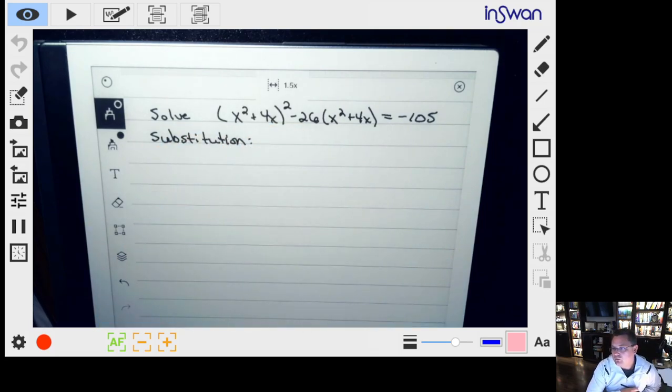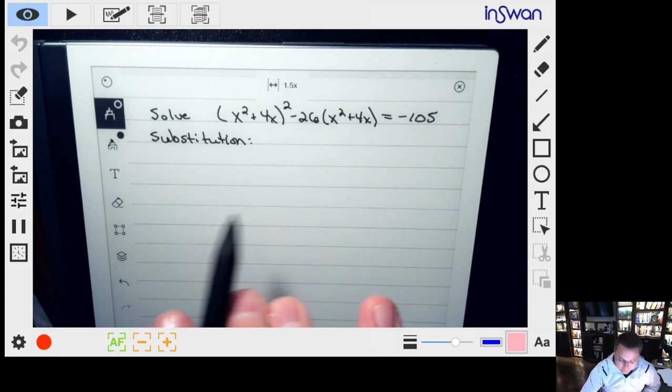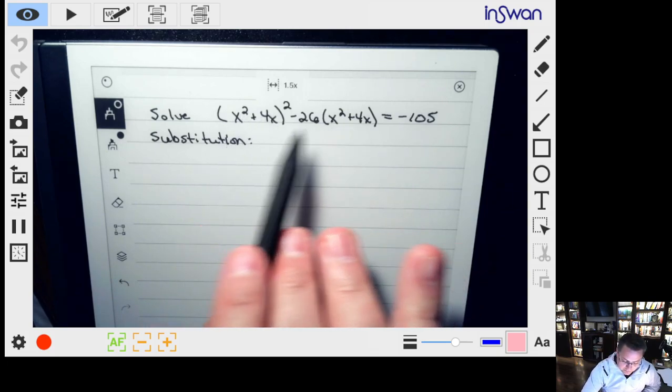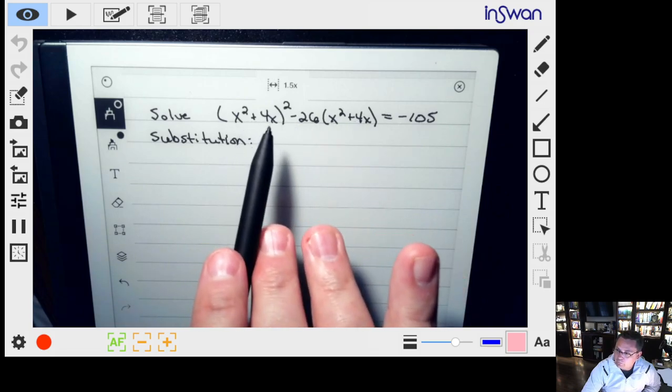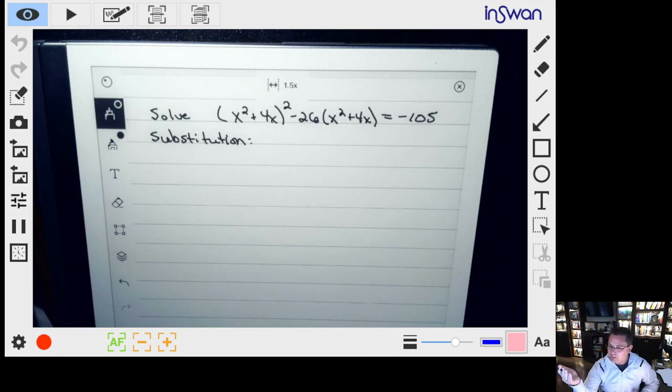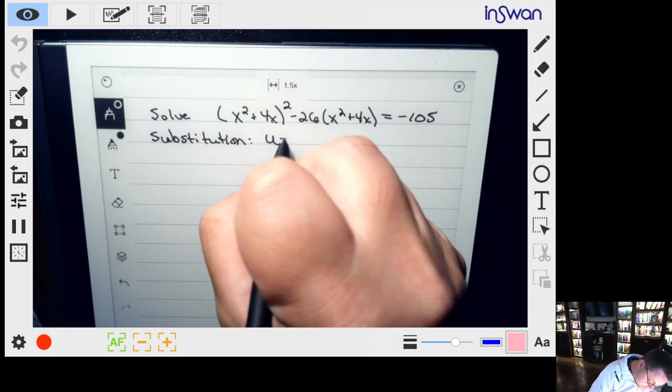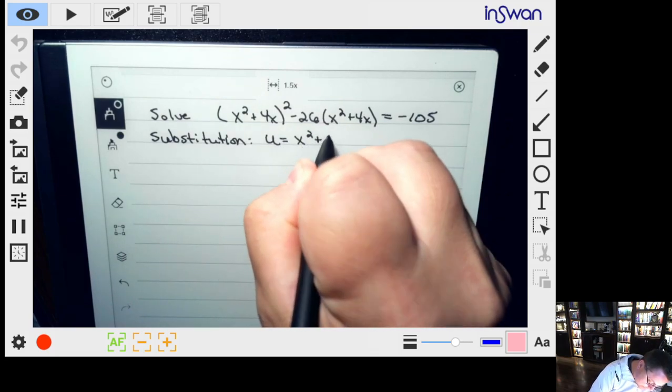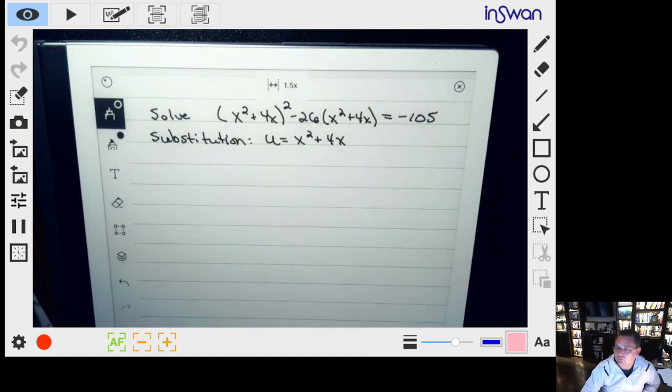Okay, so my substitution is, I notice that I've got this thing appearing multiple times, this x squared plus 4x. And so I'm just going to get rid of that. I'm going to call it something else. I'm going to call it maybe u. So I'm going to say, okay, let's let u be equal to x squared plus 4x. So we call this a u substitution just because we're using the letter u.